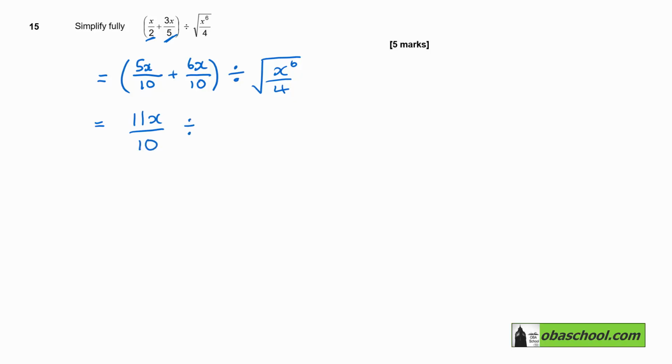Now let's think about this. The square root of x to the 6 over 4 is the square root of x to the 6 over the square root of 4. Square root as a power is a half. Square root of 4 is 2. In this situation here, we multiply the indices. So that ends up being x cubed. So we have x cubed over 2.